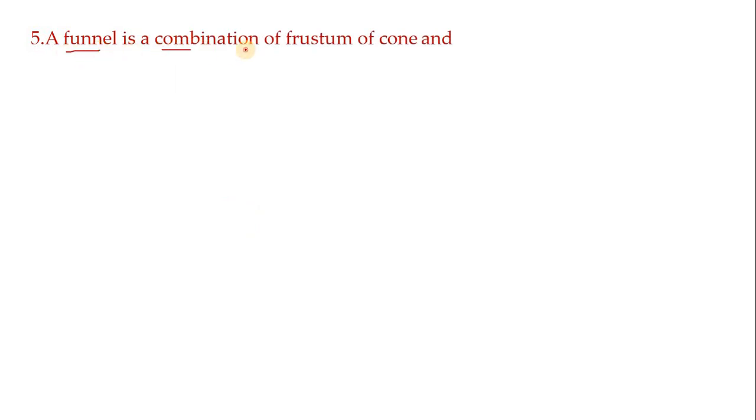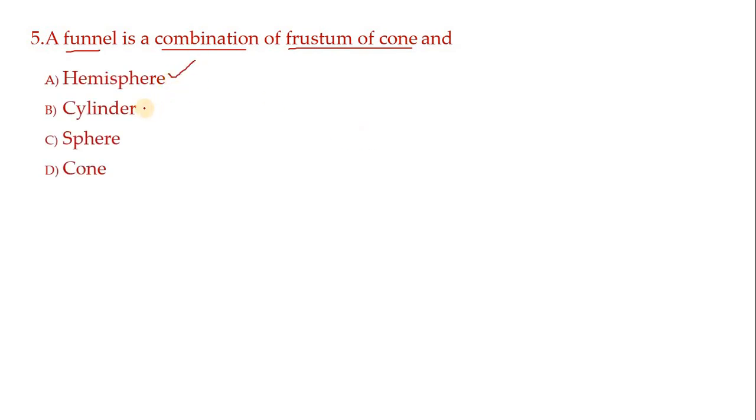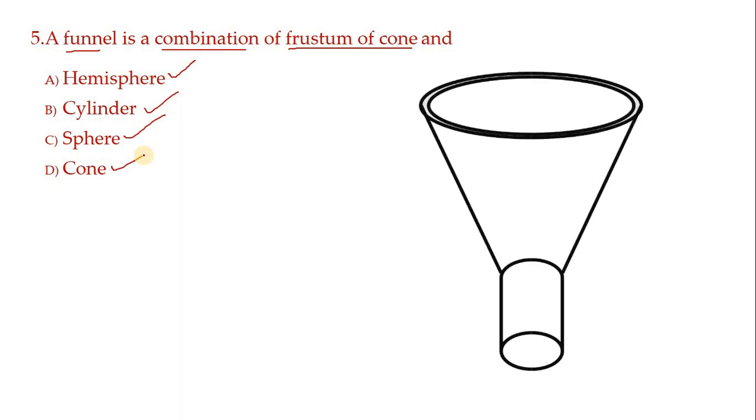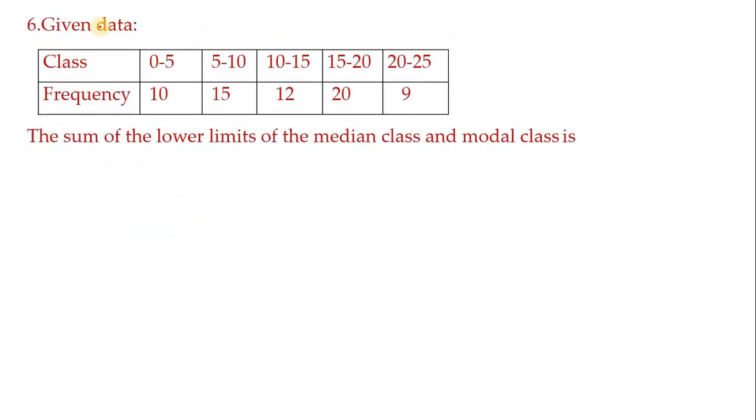A funnel is a combination of frustum of cone and hemisphere, cylinder, sphere, cone. So let me consider a funnel figure here. It has a combination of two things. One is the frustum of cone. The upper part is the frustum of cone, and look at the bottom part. It is in the form of a cylinder. Hence the correct option is B, cylinder. Move on to the next one.